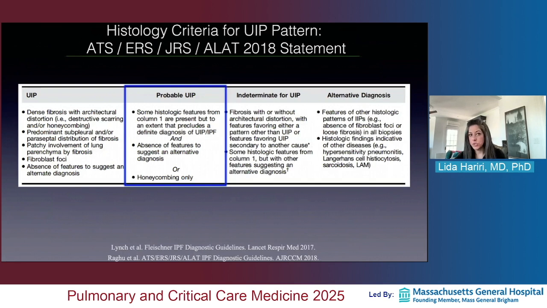Okay, now probable UIP pathologically is not probably UIP. I think that's an important distinction to make. What this is, is UIP that's missing a histologic feature that's either not present or not present to the extent that's necessary to have a definitive diagnosis of UIP. Now, I would say the number of cases of probable UIP that I diagnose is incredibly small pathologically.